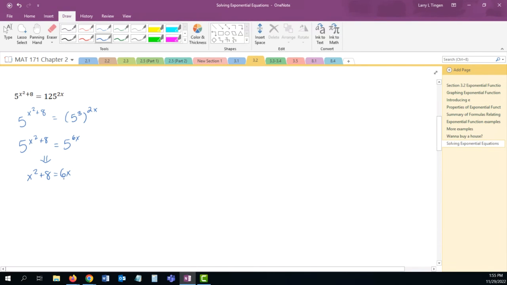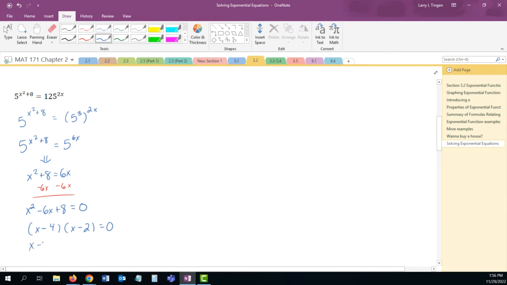Now, this one's quadratic, which means the process of solving is a little different. Everything needs to go to one side, and then we're going to determine if we can factor. So subtract 6x from both sides. x squared minus 6x plus 8 equals 0. Two numbers that multiply to positive 8 and add to -6. If they multiply to a positive but add to a negative, they're both negative. And the numbers are -4 and -2.